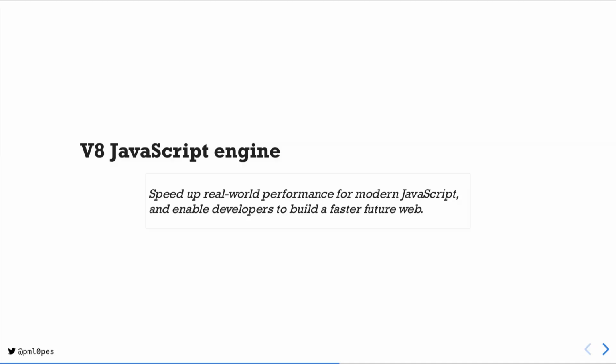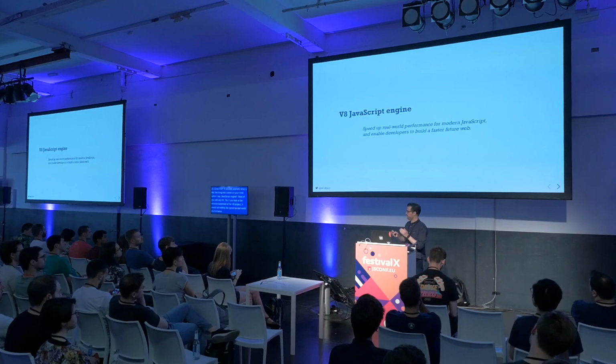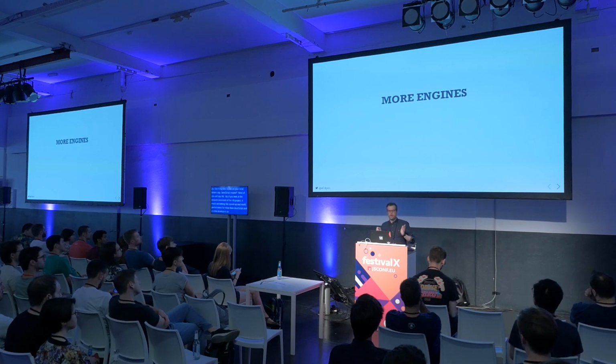So if you ask yourself, what is the first thing that comes to your mind when I say JavaScript engine? I think most of you will say V8. If you look at the mission statement of the V8 project, it reads something like: speed up real-world performance for modern JavaScript and enable developers to build a faster future web. So the performance of V8 is great, but there are more engines out there. If you look at the Kangax table, which is not an authority on JavaScript engines, it just lists the compatibility of ES6 across many. There you can see engines like Chakra Core, SpiderMonkey, Safari, and there's a new one that was added last year called GraalJS.